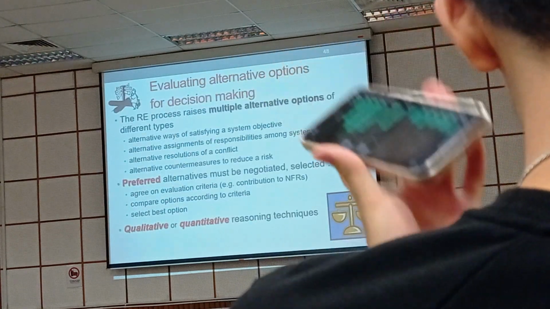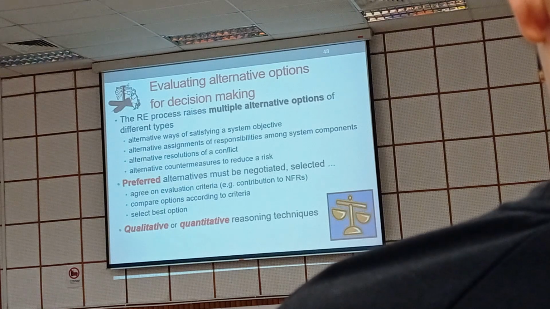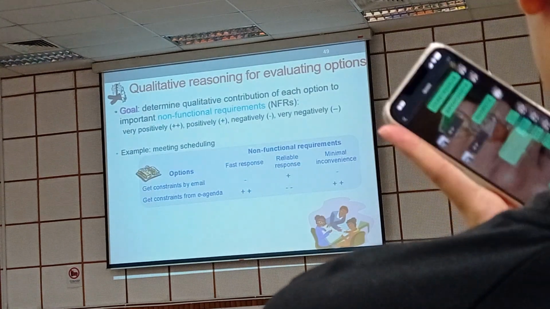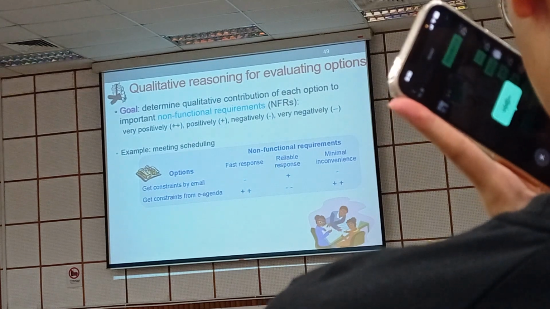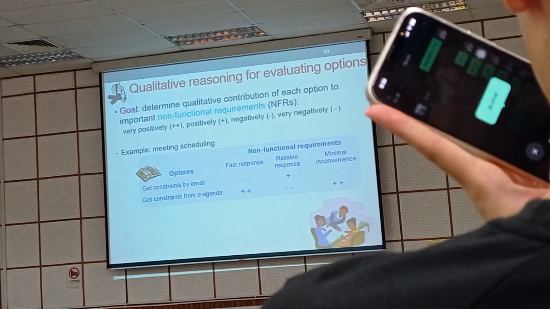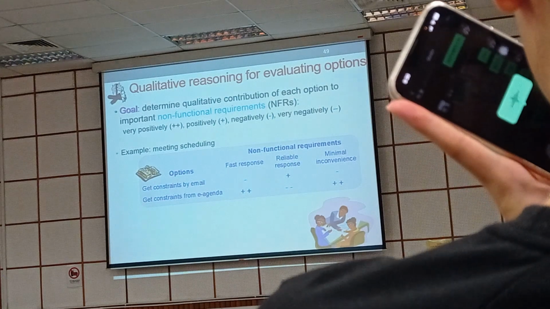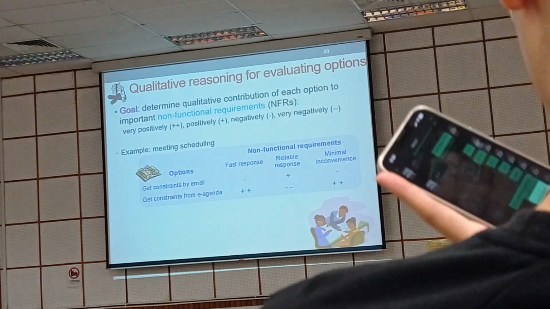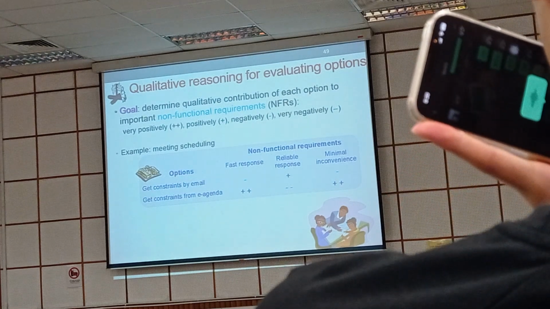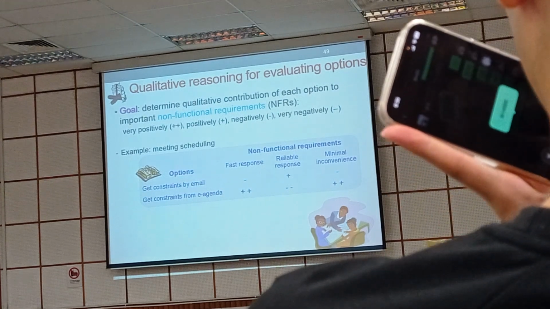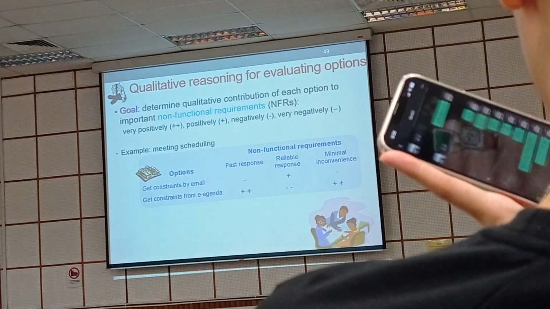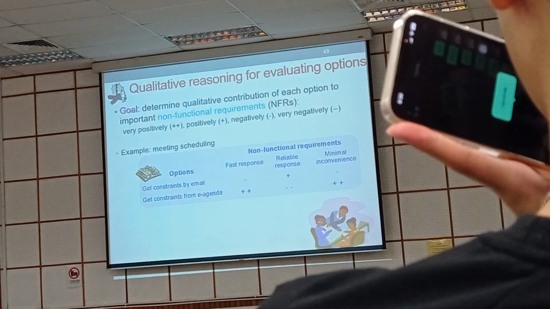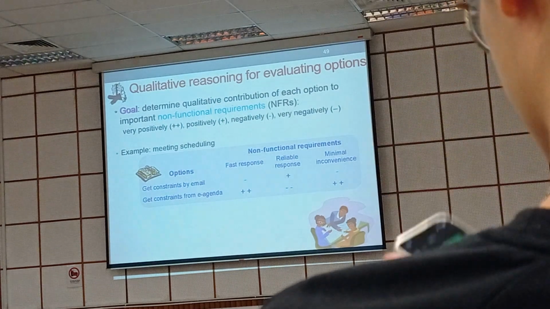Okay, so let's look at qualitative. I have explained now what is evaluating alternative options. So now qualitative. You need to come out with, first, what are the options you have? Here I have getting email constraint. My example just now is getting feedback. Now this example for this project, they have 2 options to get the constraint for a meeting. They want to schedule a meeting. They want to know the availability of each staff. So that is considered constraint.